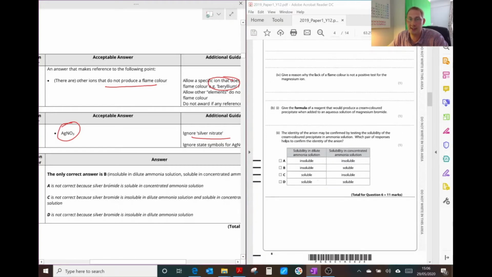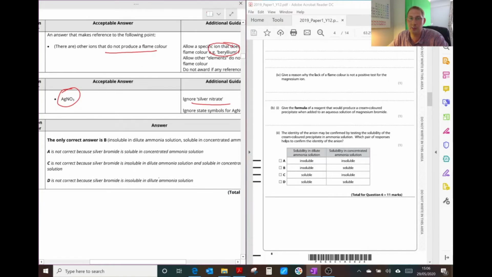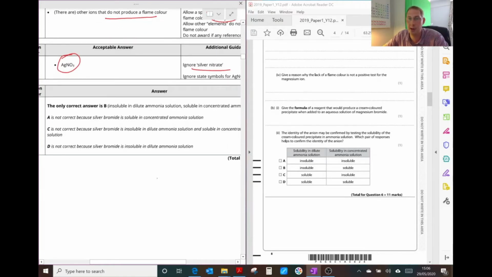The identity of the anion may be confirmed by testing the solubility of the cream coloured precipitate in ammonia solution. What would confirm the identity of the anion? Well, it would not dissolve in dilute, so it would be insoluble in dilute ammonia, but it would be soluble in concentrated ammonia, so therefore B.